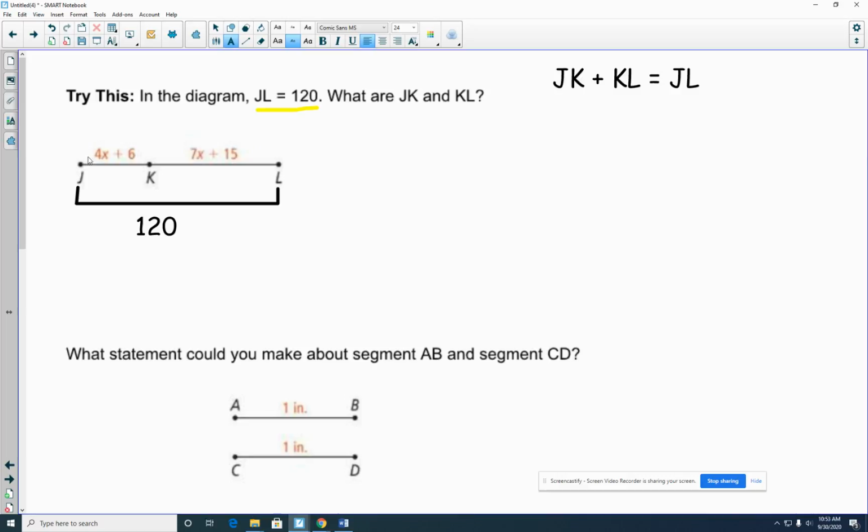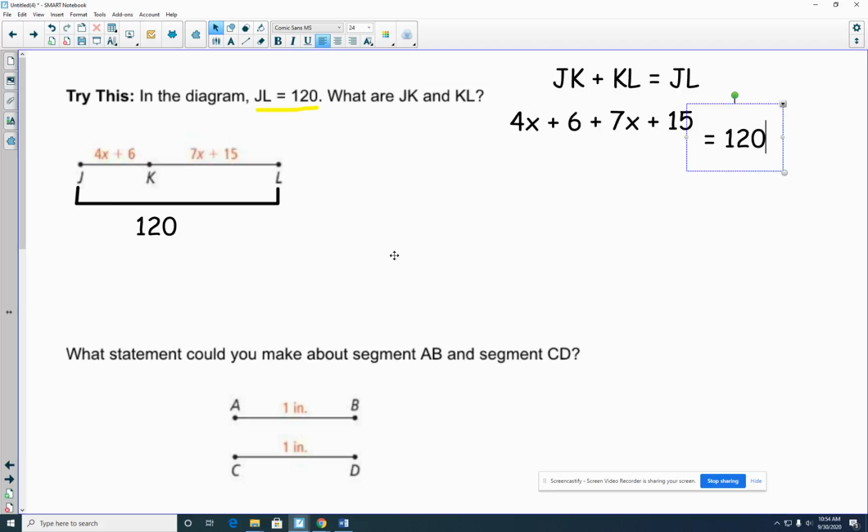Now, what do I know? Well, JK is this expression right here, which is 4x plus 6. So I can substitute that in for JK, 4x plus 6. KL is represented by 7x plus 15, so 7x plus 15, okay? And then I have my equal sign, right? So bring down my equal sign, equals, which JL? Well, JL is 120. Okay, so actually here's my new equation. The new equation I need to solve now is 4x plus 6 plus 7x plus 15 equals 120.